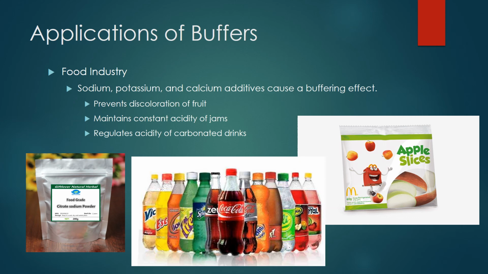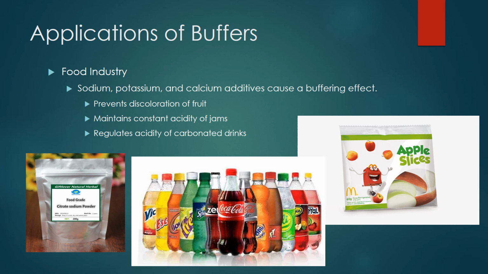And we might do that to prevent discoloration of fruit. So I've got apple slices at McDonald's, for example. If you read the ingredients, it's not just apples. They've got an additive in there. It's a food safe additive that will stop the apples from going brown.